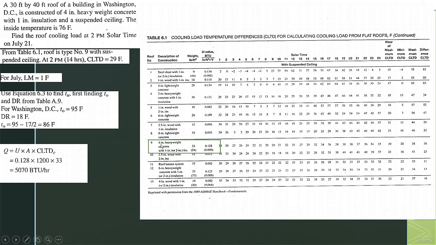The U factor for this 4-inch heavyweight concrete is 0.128. We find this value from here. So we write the U value as 0.128, the area is 40 multiplied by 30, 1200 square feet, and the CLTD_c value we get here is 33 Fahrenheit. We multiply all these and we get a value of 5070 BTU per hour.